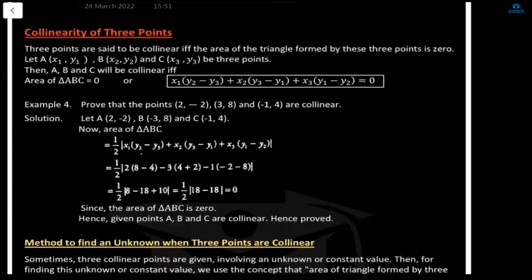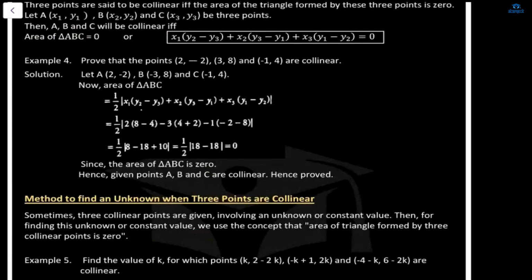For example, you see a question: prove that the points (2, -2), (3, 8), and (-1, 4) are collinear. Yes, Apia, ask. We were taught another method also to find out if 3 points are collinear at the start of the chapter. You already taught us one method. Is there any difference between this one and that?